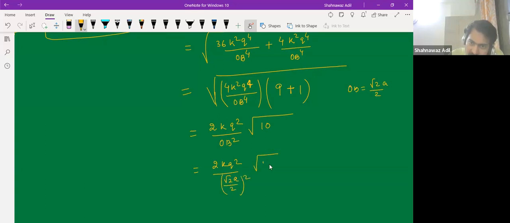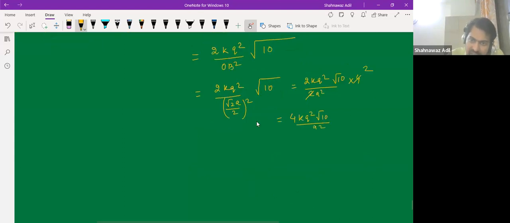So we will get 2Q square root 10. This is 2a square by 4. So this part cancelled out. So we will get 4KQ square root 10 by a square. So that would be the net magnitude of these forces.